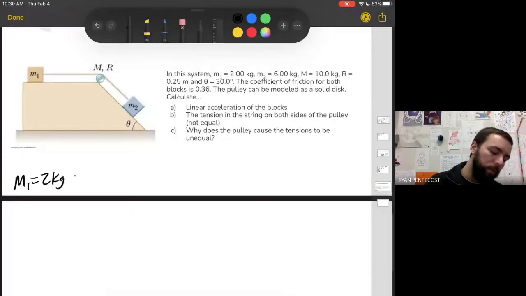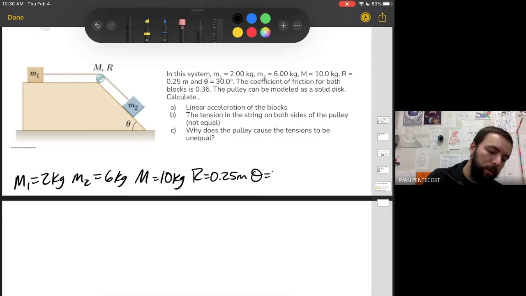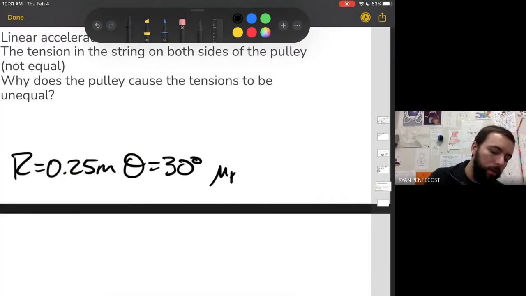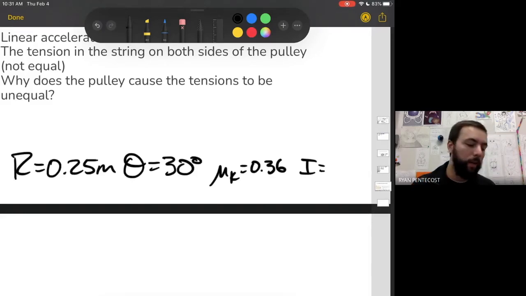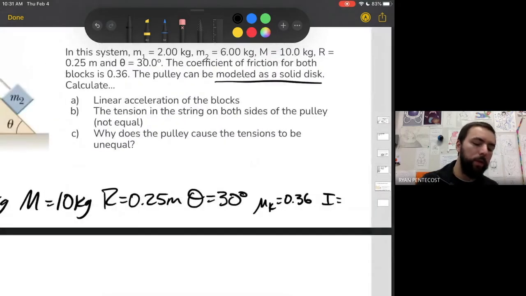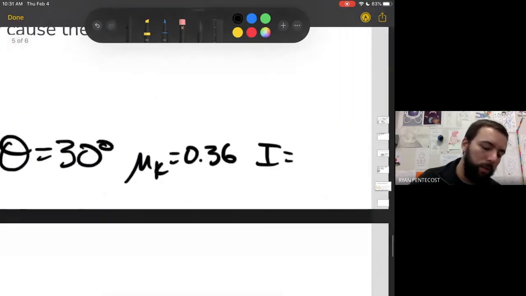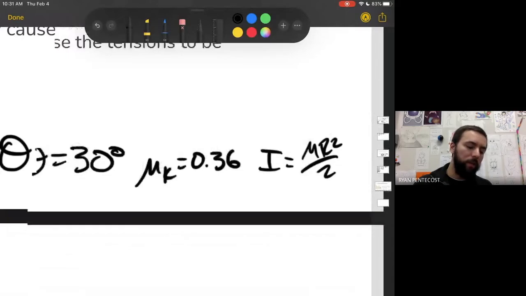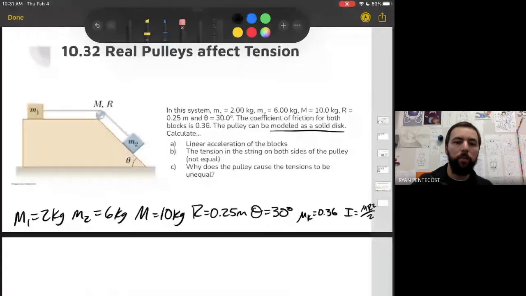M1, 2 kilograms. M2, 6 kilograms. Mass of the pulley, 10 kilograms. Radius of the pulley, 25 centimeters. Theta, 30 degrees. You've got mu k, 0.36. And it told us the moment of inertia without directly telling us by saying it can be modeled as a solid disk. Solid disk would be MR squared over 2. So now that we have all of those givens, we need to find the linear acceleration of the blocks.